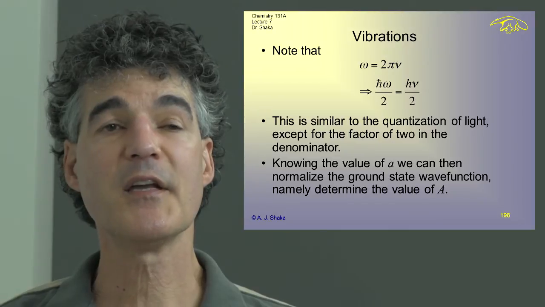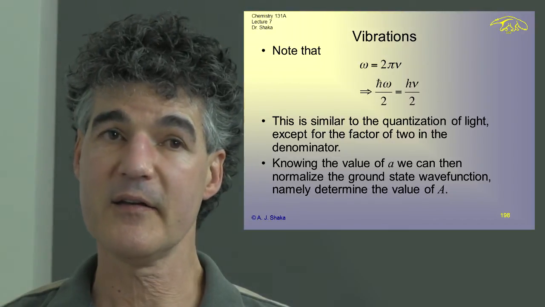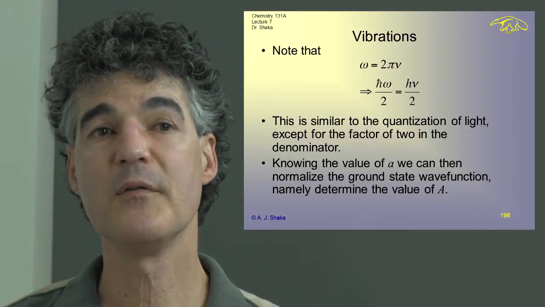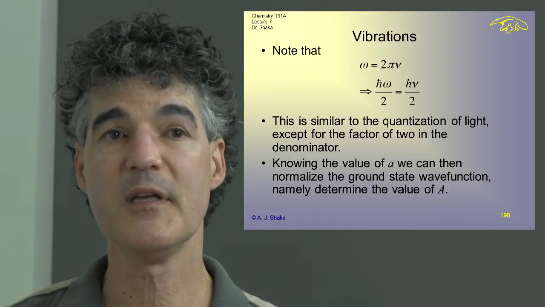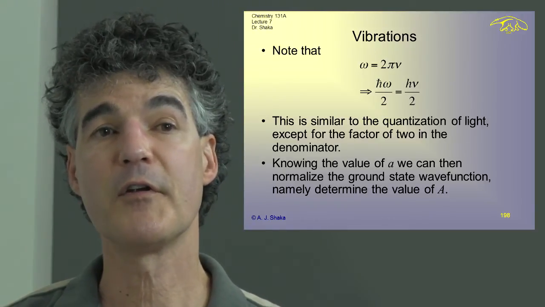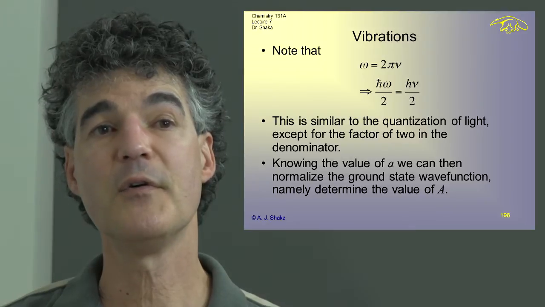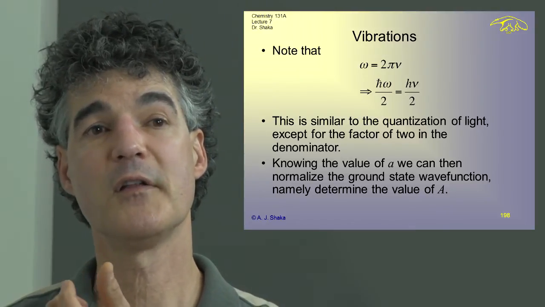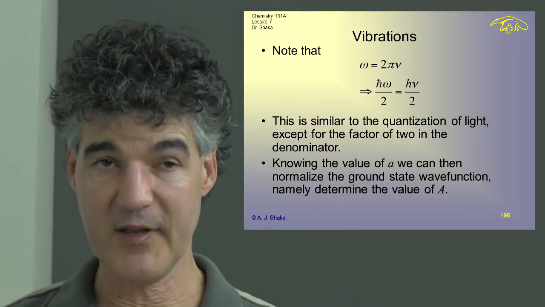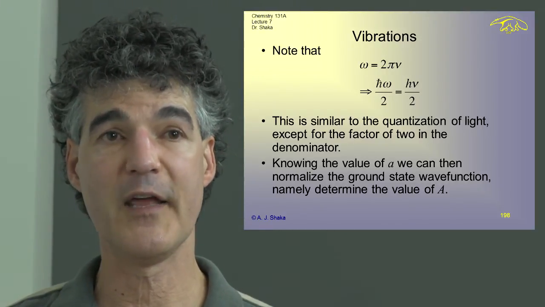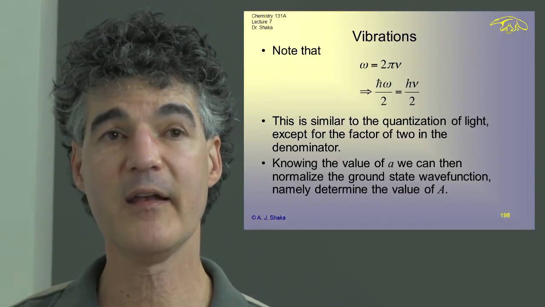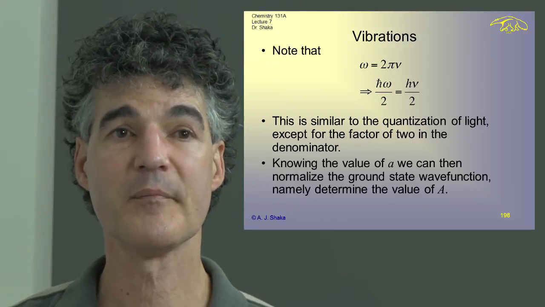And we can make a connection between what we found with light by saying, look, omega, the angular frequency, is 2 pi nu, where nu is the regular frequency. So h bar omega over 2 is also equal to h nu over 2. And h nu was the quantization of a photon. So this is similar to the quantization of light, except that now there's a factor of 2 in the denominator for the energy. But other than that, it's very closely related.